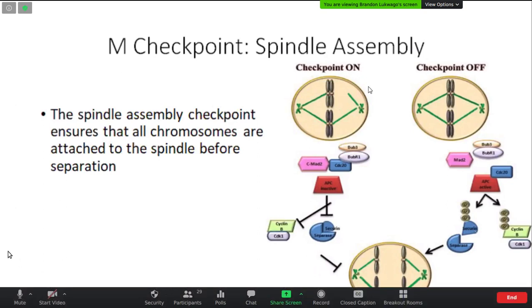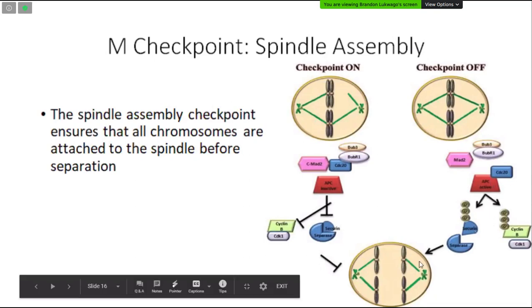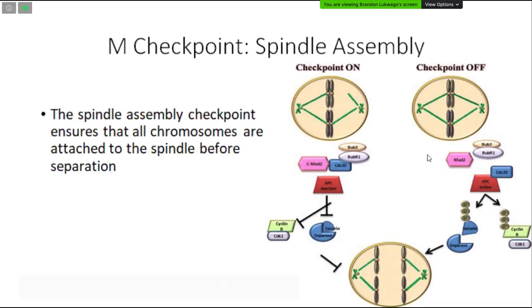And then when the checkpoint is off, that means everything happened correctly. So the cell is saying, okay, check, everything is connected correctly, the chromosomes are aligned. So we can go ahead and allow the cell to divide and split the chromosomes. And that's what you see here. So those are the major checkpoints of the cell cycle.